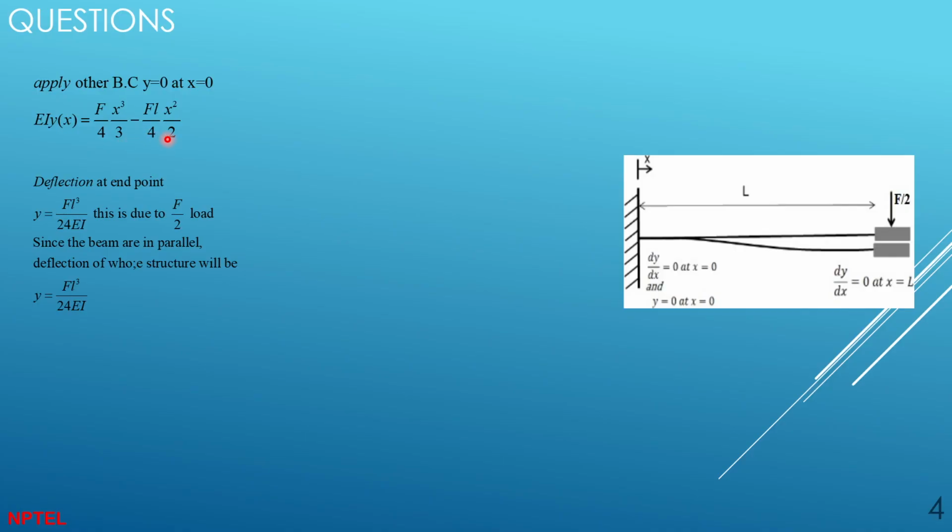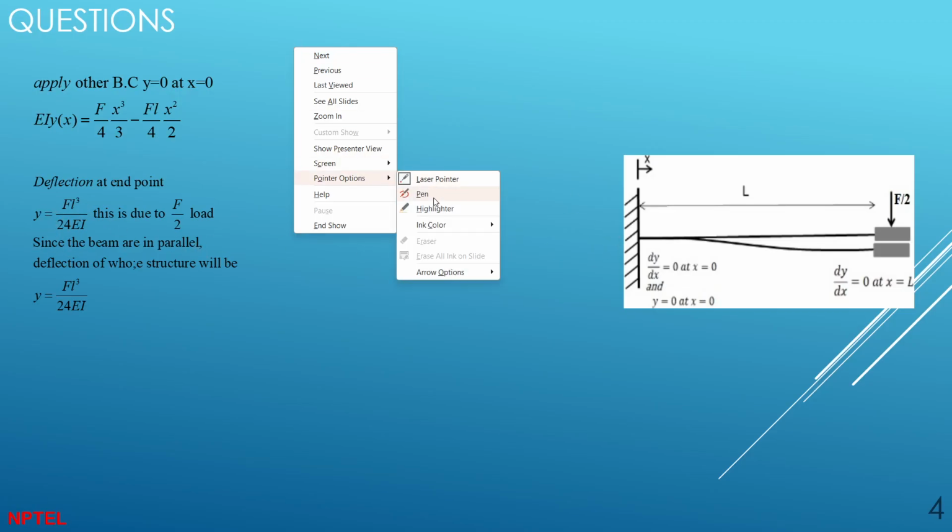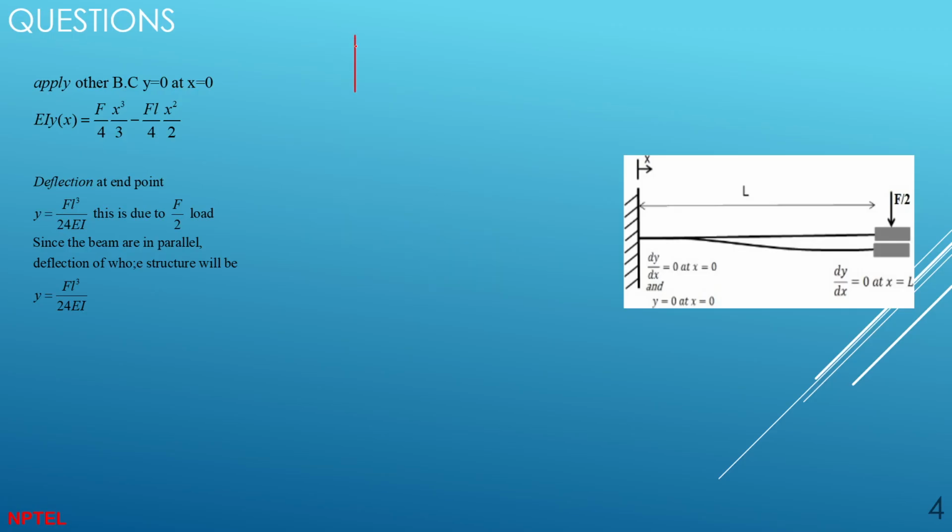So at the end point, when you put x equal to L, you will get the deflection at the end point. But please do remember that this deflection is only due to F by 2, right? But we want to calculate the deflection of the whole structure, the combination of this, right?